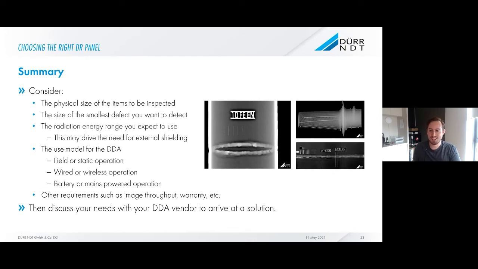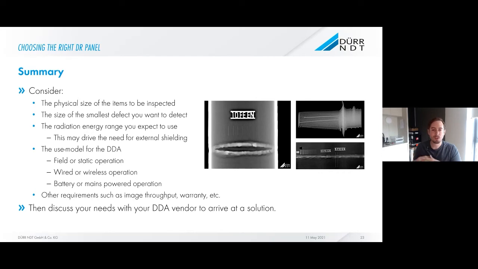Okay, I've reached the end. So in summary, you really need to first work out your application, of course, that's the first step. What are you looking at? What is the smallest defect you need to see? And then also what X-ray sources are available to you. If you're working in the field, you may only have isotopes. And the type of item you're inspecting may determine the radiation source you need. If it's a really thick material, you may have to use iridium or cobalt.